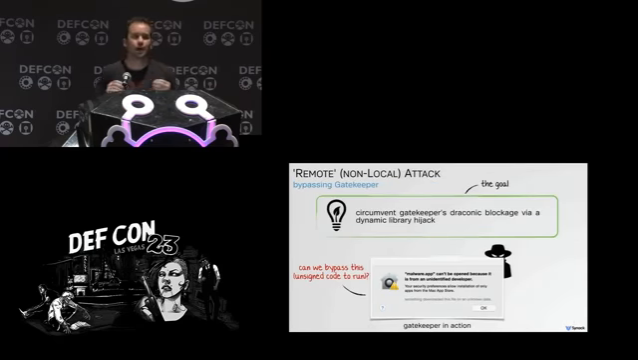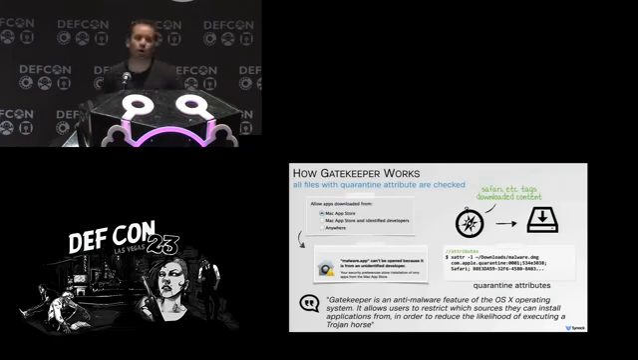Now, so far, we've talked about local attacks, and these are great for persistent malware. But I wanted to take this a little bit farther. I want to be able to infect remote users. But there is this built-in security component of OS X called Gatekeeper that keeps getting in the way. This is something we want to bypass. So how does Gatekeeper work?